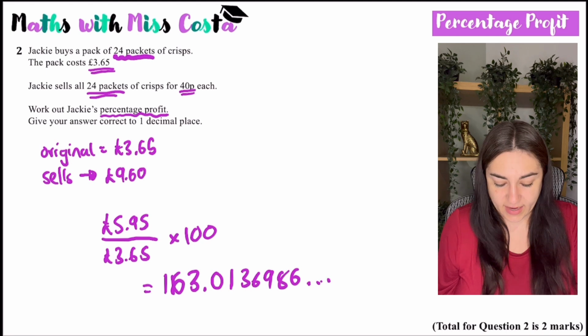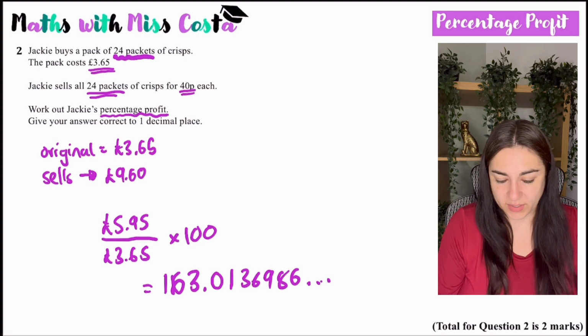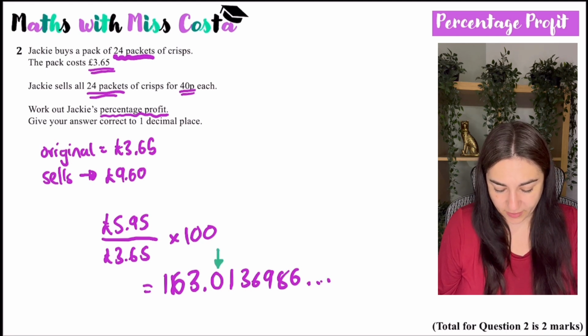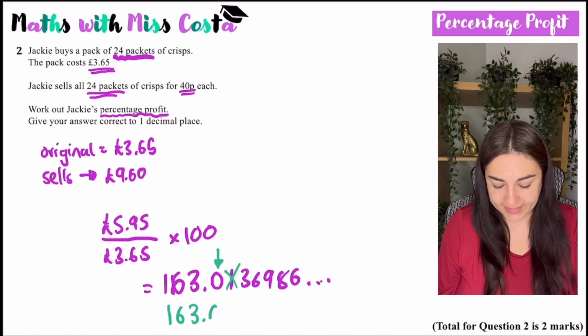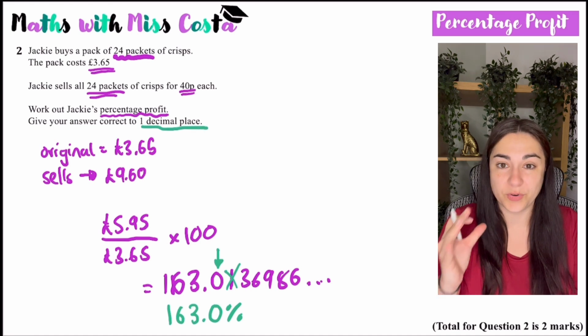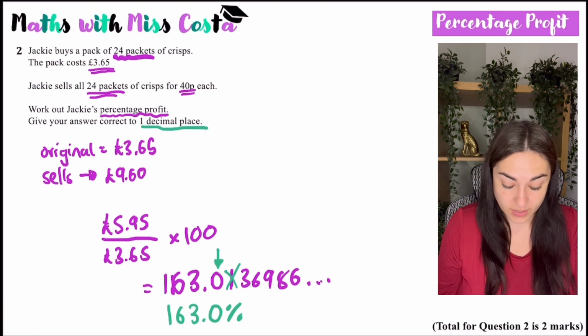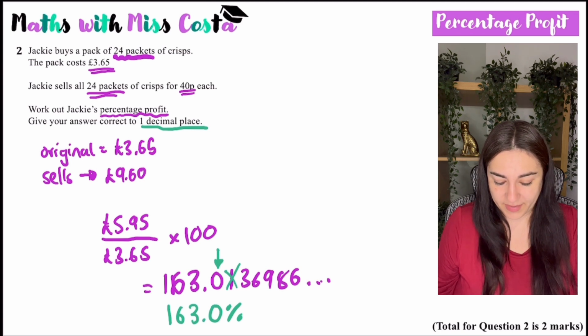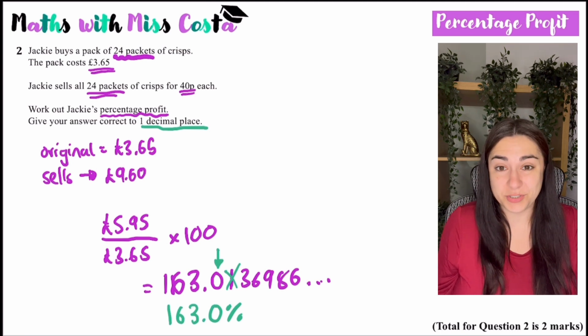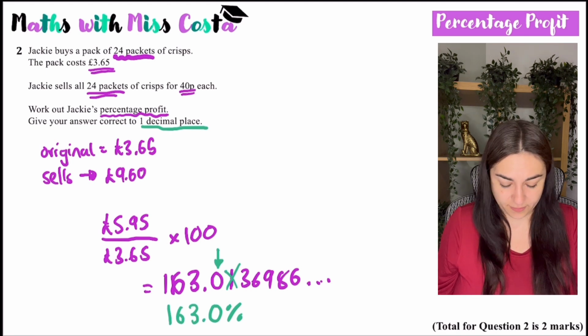163.0136986. I need to write this answer correct to 1 decimal place. So I look over here, this is not greater than 5, so I just leave that as 163.0%. It's important because it says to 1 decimal place, you want to have 1 decimal place after your answer, even though it's a 0. So her percentage profit is 163%. To double check, what we could do is 3.65 times 1.63. And does that get you to £5.95? Yes.